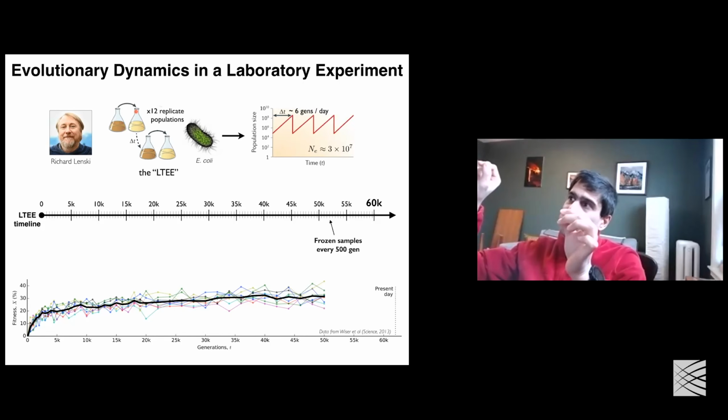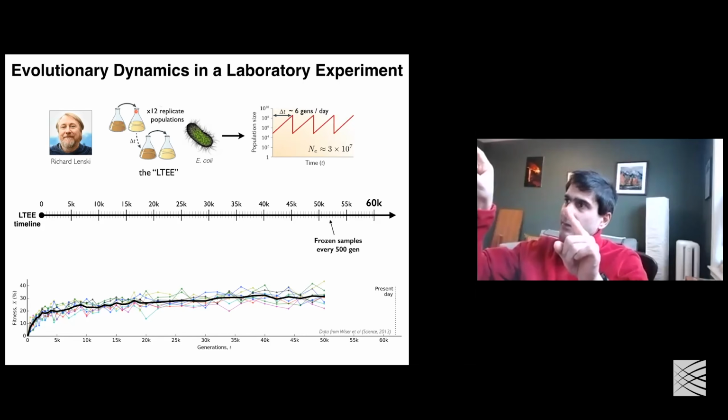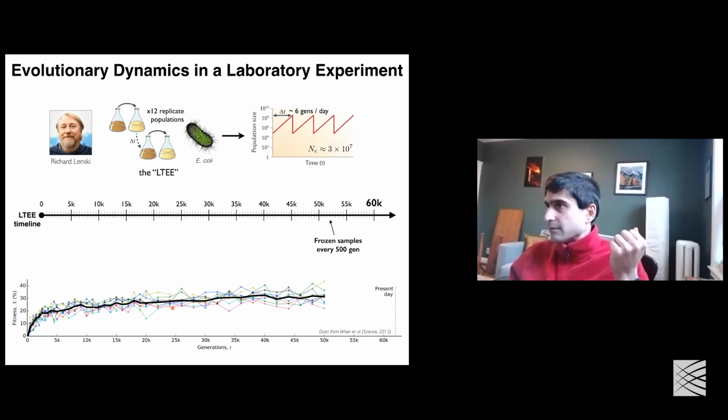And so if you plot the log of the frequency as a function of time, you will typically get a straight line. And the slope of that line is this relative fitness. So it's the ratio of the exponential rates.